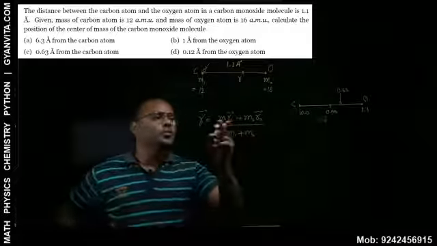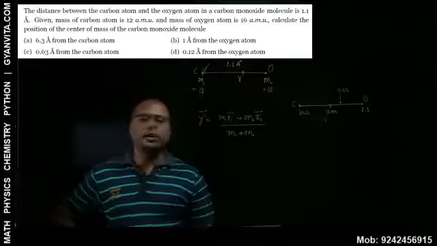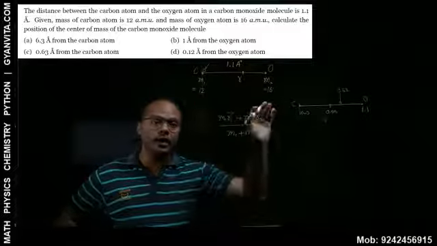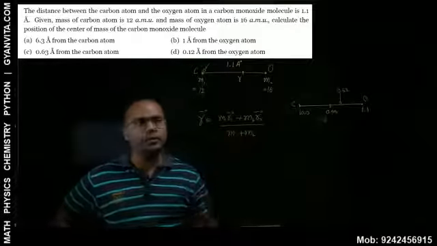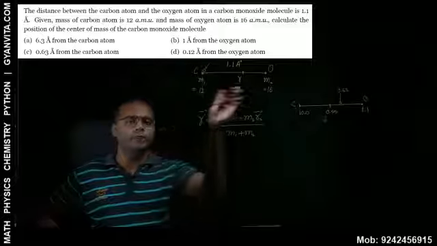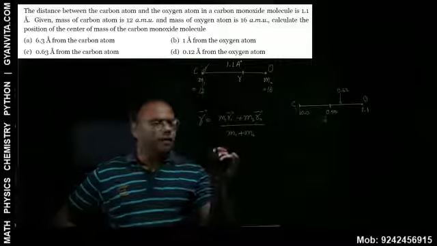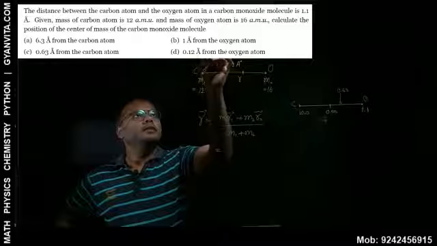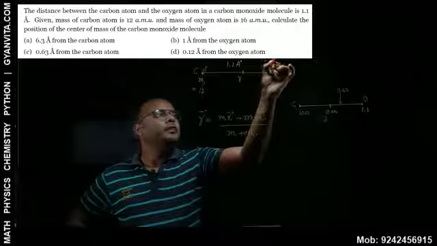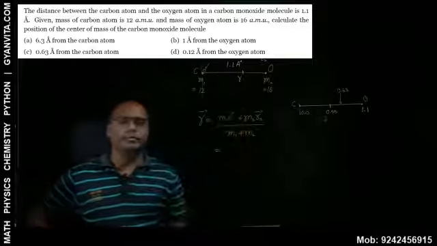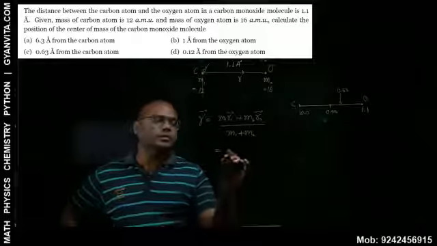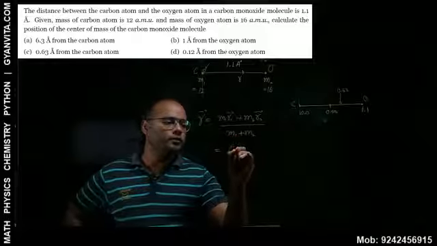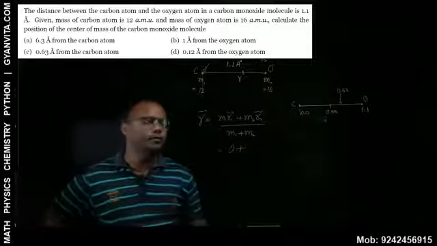So the center of mass is (M1 R1 + M2 R2) divided by (M1 + M2), that is, sigma MiRi divided by sigma M. That is what center of mass is. Here we have only two masses, so that's why this is the formula. R1 here is 0, R2 is 1.1. Because one of them is 0, it becomes very easy to solve. So I'll directly write 0 here. We know that it will be 0.